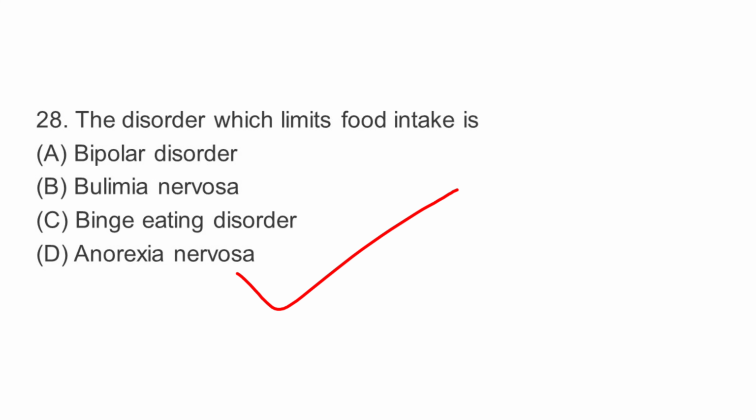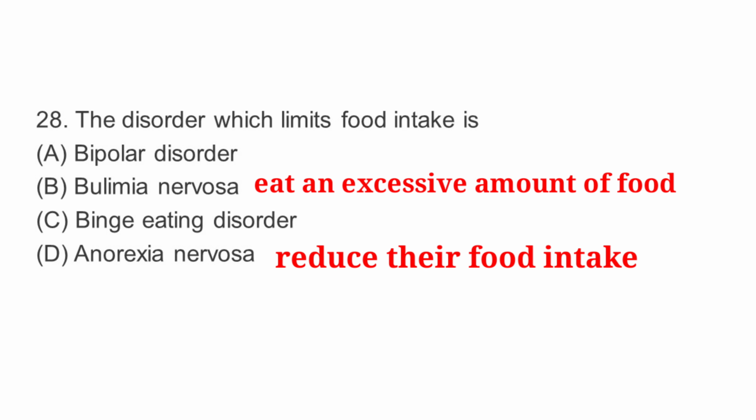So usually we get confused between bulimia nervosa and anorexia nervosa. So there is a difference between anorexia nervosa and bulimia nervosa. Both are eating disorders, but the difference between these concepts is that people who have anorexia severely reduce their food intake to lose weight, whereas people who have bulimia eat an excessive amount of food in a short period of time. That is the major difference between anorexia nervosa and bulimia.